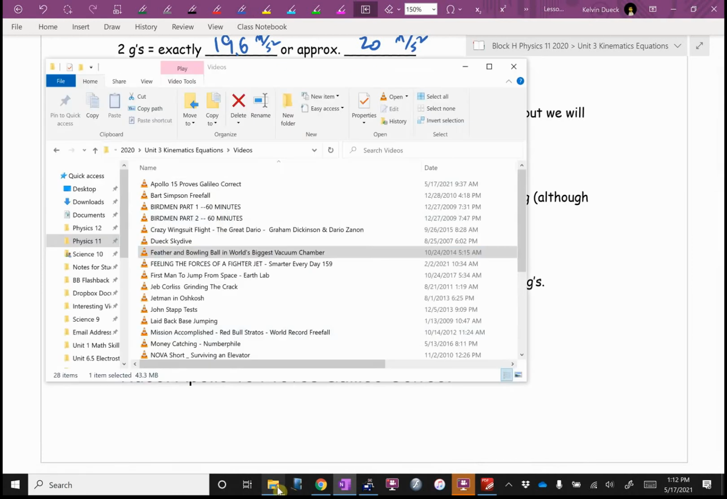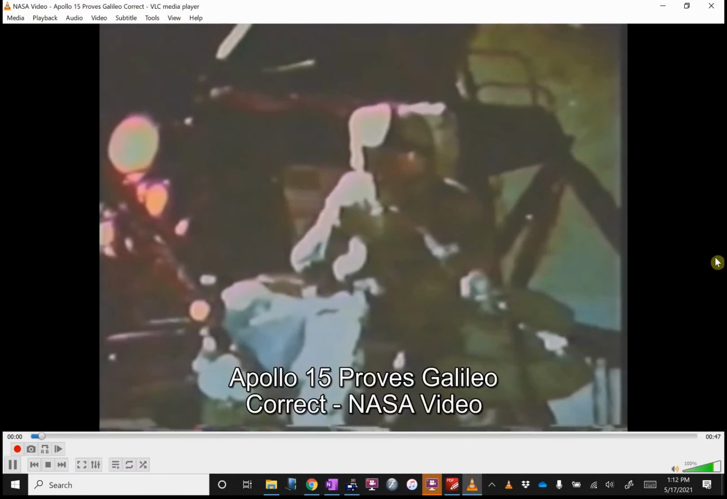Put your pencils down, look up. Well, in my left hand, I have a feather. So this is from Apollo 15 on the moon. In his left hand, he's holding a feather. In my right hand, a hammer.